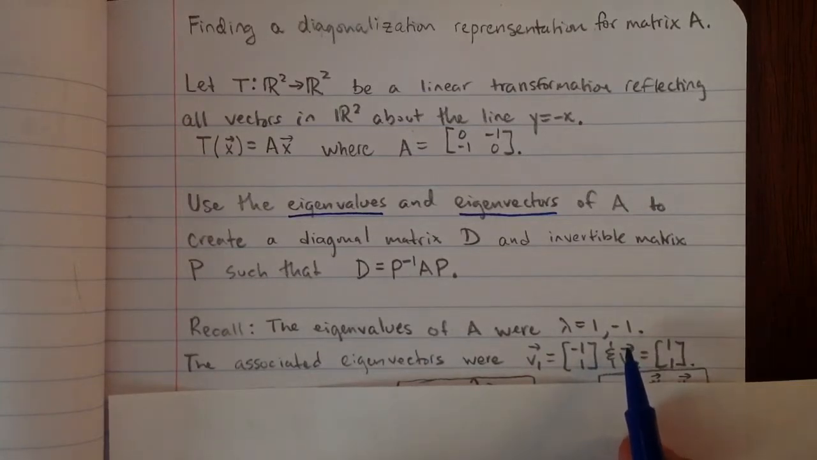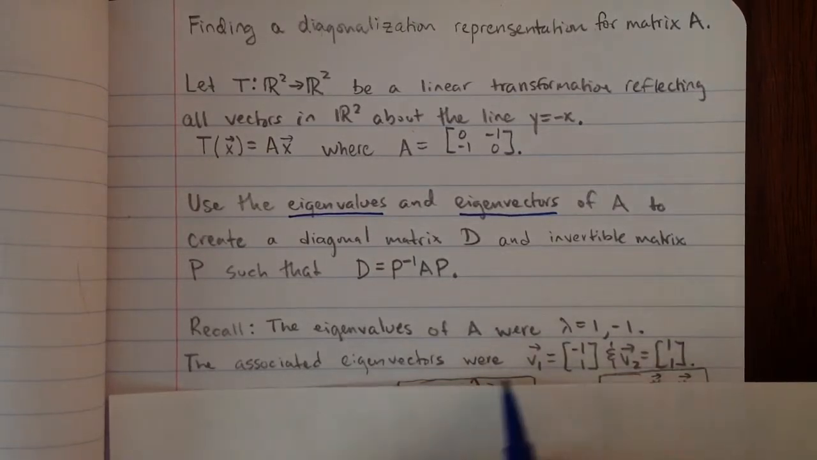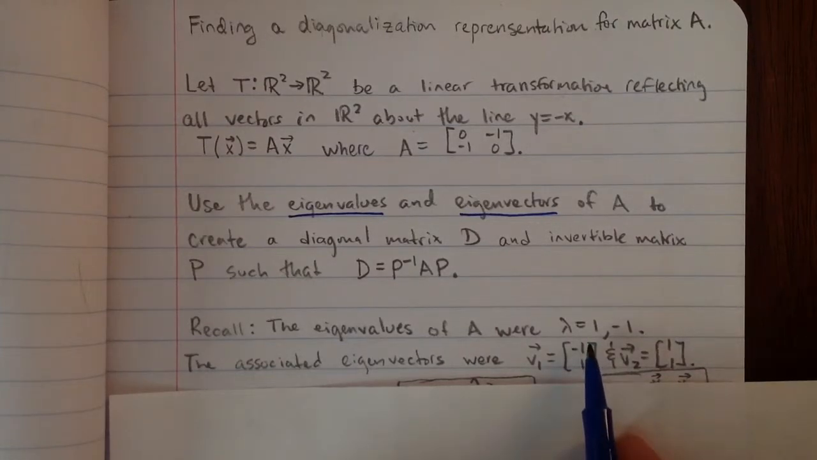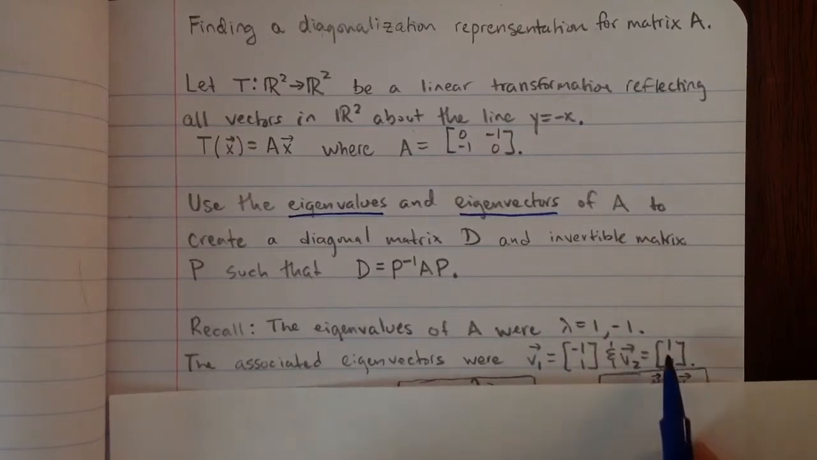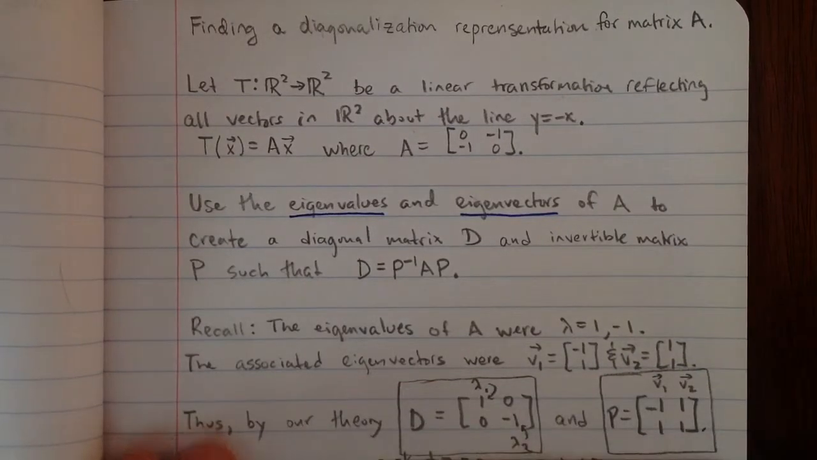But we also talked about how to find these using the definition and grinding it all out. We also have the associated eigenvectors of this matrix: -1, 1 for eigenvalue 1. That was one of the vectors that we found. Remember, that was in the direction of the line. And then 1, 1 was perpendicular to the line. That one corresponds to -1. So here's our representation.